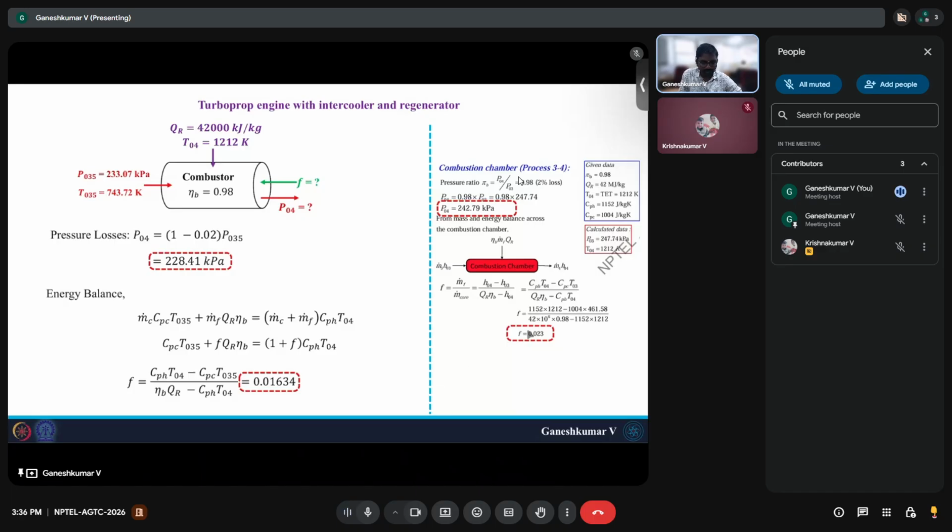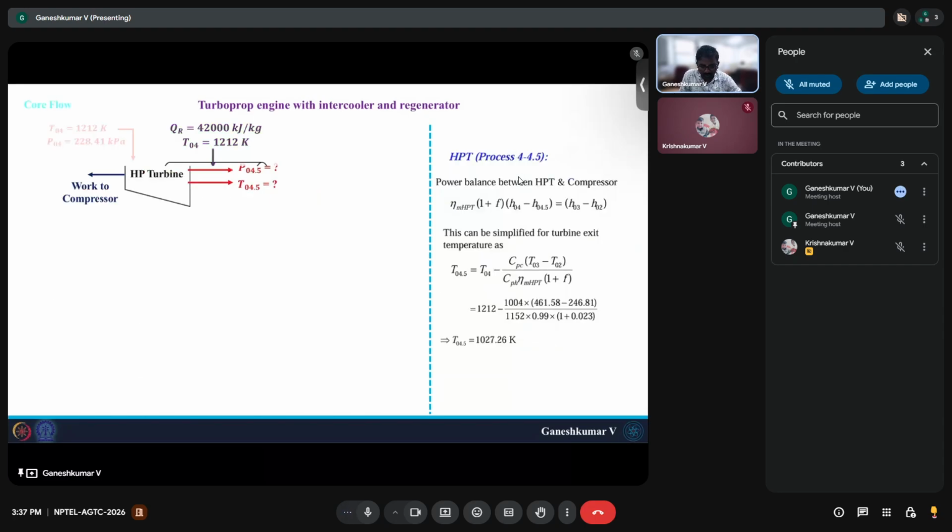You can look at the problem that we solved in the lecture. There it was around 0.023. Now it has reduced a lot, to 0.01634. So fuel consumption has reduced, but let's see whether the TSFC also has reduced.